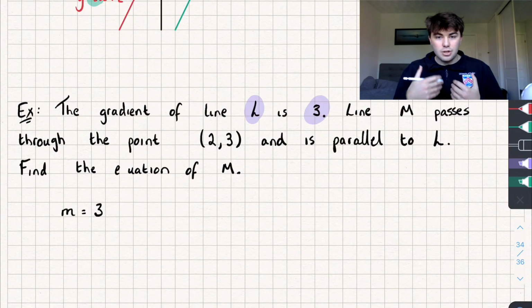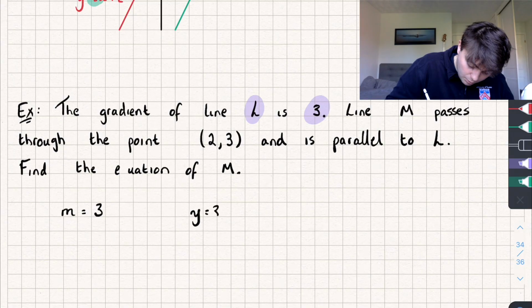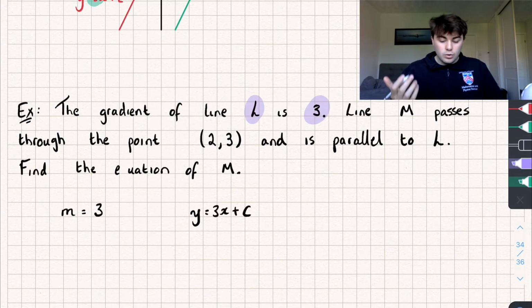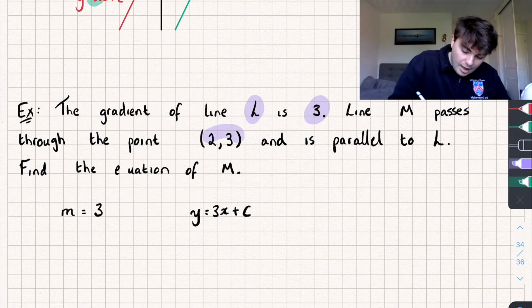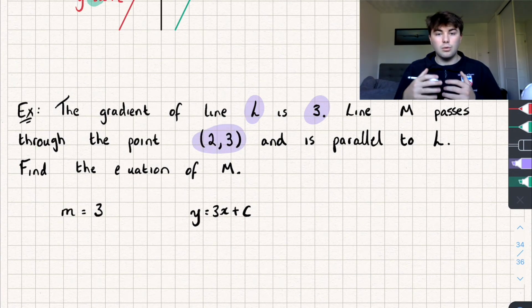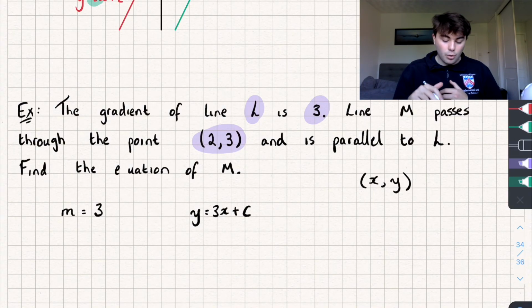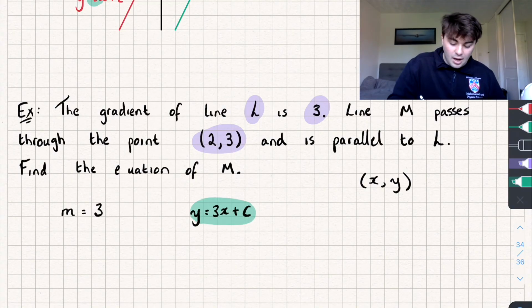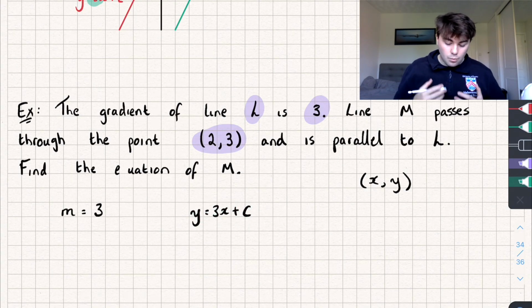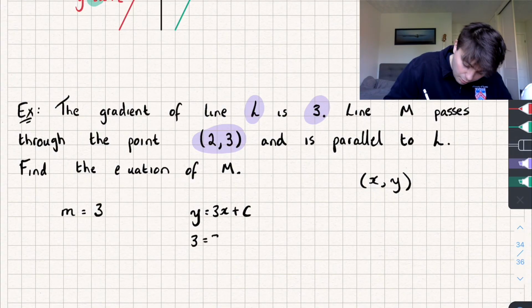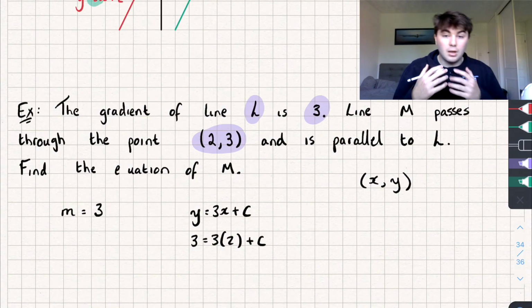And so let's substitute what we know so far into the equation of a straight line, and we get that y is equal to 3x plus some number c. But what we also know, okay, is that the line M is going to pass through the coordinates (2, 3). Okay, and if you don't remember, coordinates are written like this, x and then y. And so we can substitute this point on the line into our equation, and that will tell us the value of c. So our y value is equal to 3, so we get 3 is equal to 3 multiplied by, well, x is 2, so 3 multiplied by 2 plus c.